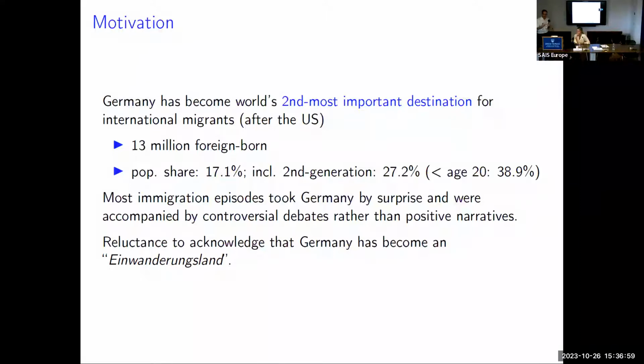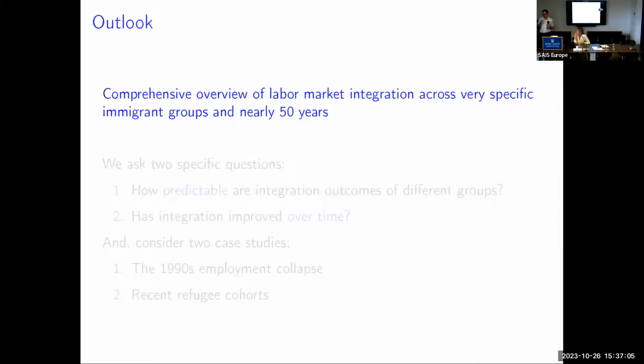I think now we kind of understood it, right? Now we understand that Germany has become an important destination, but for a long time that understanding was missing. So what I want to do is give you a big picture overview of what has happened in terms of integration outcomes in Germany over the last 50 years.